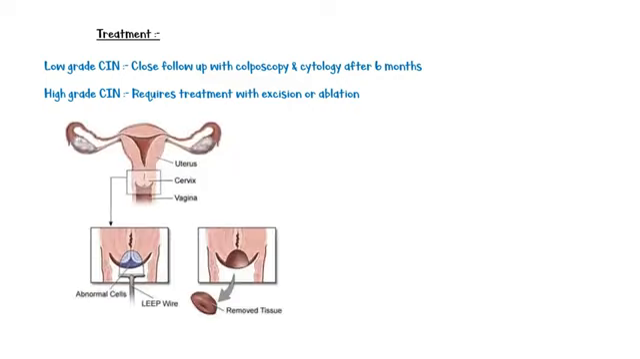Finally, let's come to the treatment. Low-grade CIN regresses spontaneously in up to 60% of cases. Therefore, close follow-up with colposcopy and cytology is recommended for CIN-1. By contrast, high-grade CIN requires treatment with excision or ablation. This image shows a large loop excision of the transformational zone. For cervical cancer, surgery and radiotherapy are recommended, depending on the stage of the cancer.